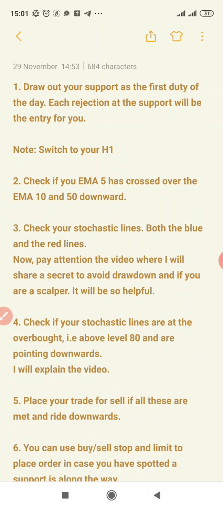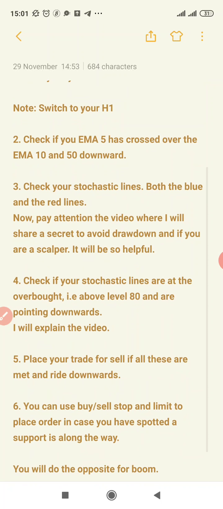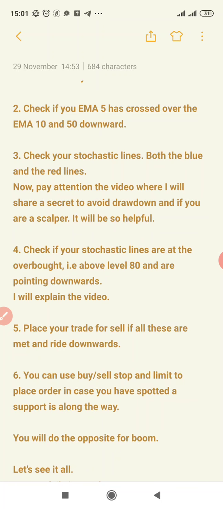Then number three, check your stochastic lines, both the blue and the red lines. I believe you set it at default. Your stochastic is 14, 3, 3. Now pay attention. In the video where I will share a secret to avoid a drawdown, I will explain how to use the blue and the red lines for your entry. I trust that I will be able to explain this and give you the full details.